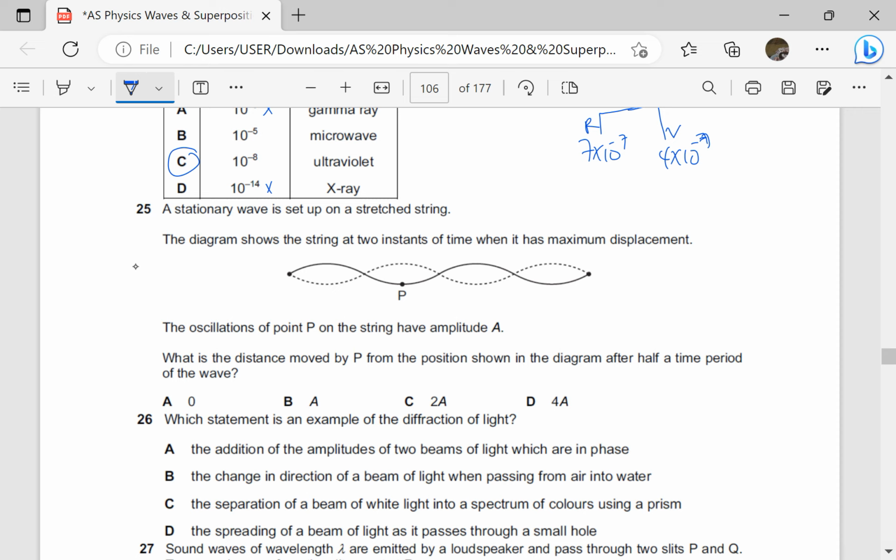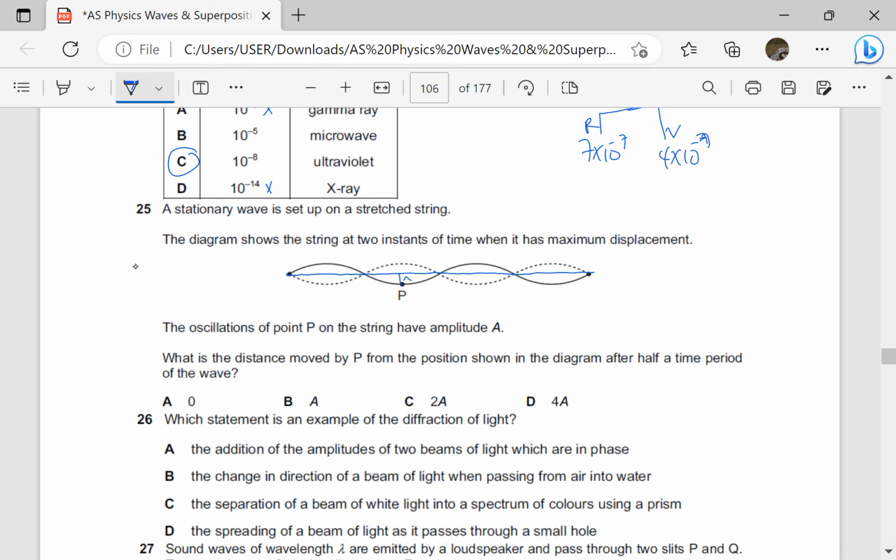So the oscillations of point P on the string have amplitude A. What is the distance moved by P from the position shown in the diagram after half a time period of the wave? After half a time period of the wave, it is at maximum displacement downwards. So it will move to the equilibrium.